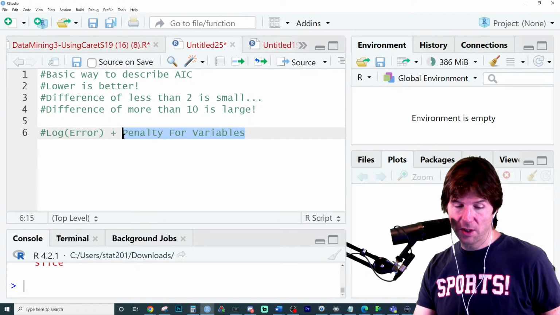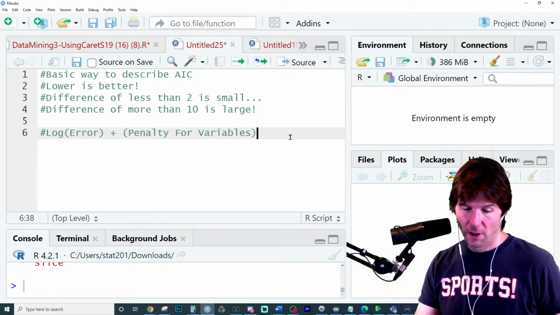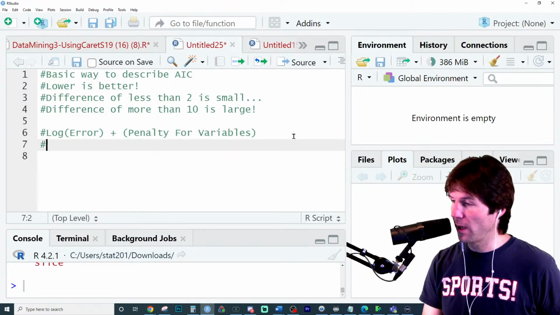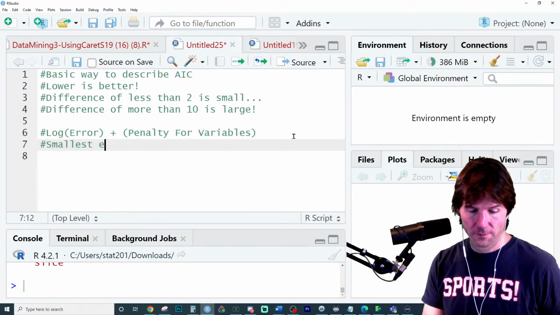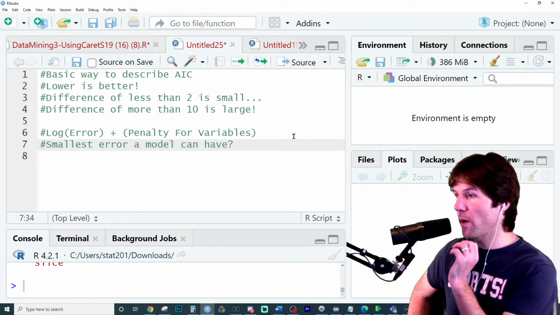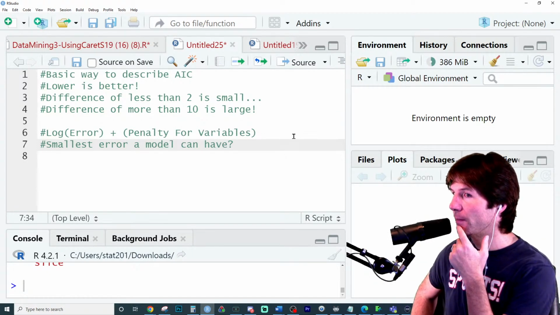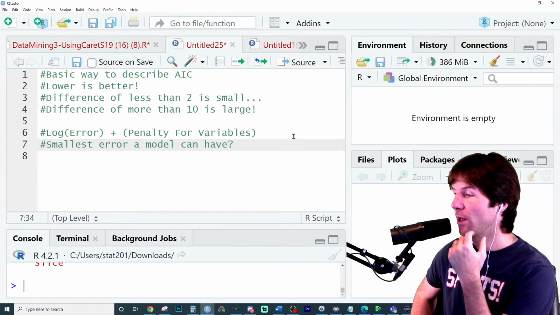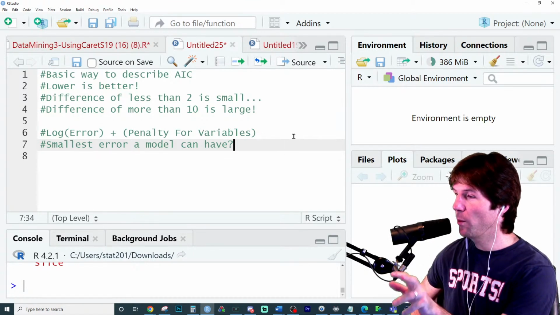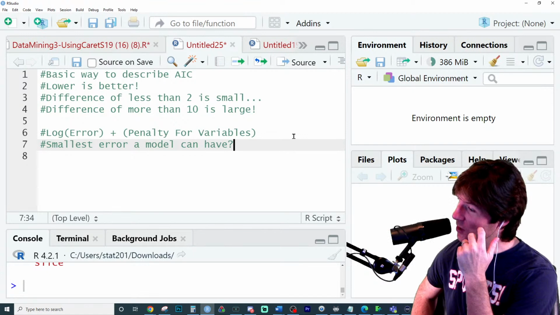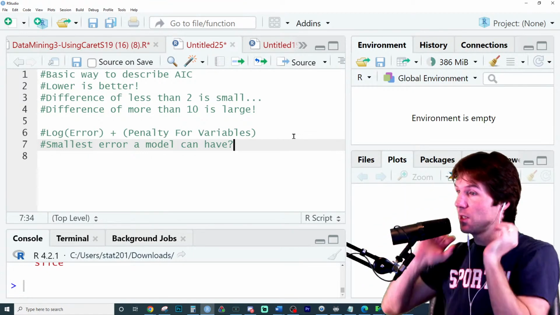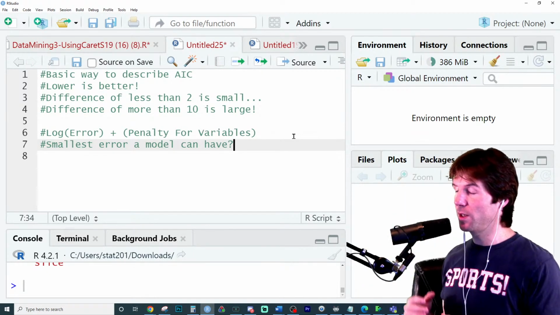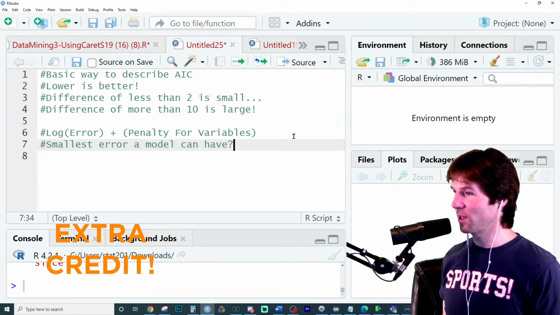What is the smallest error our models could have? When it comes to error, like sums of squared error, what is the smallest error a model could have? So you think you build a perfect model. What is the smallest error a model could have? 0, sure, you're right. So then what is the lowest AIC information criteria?